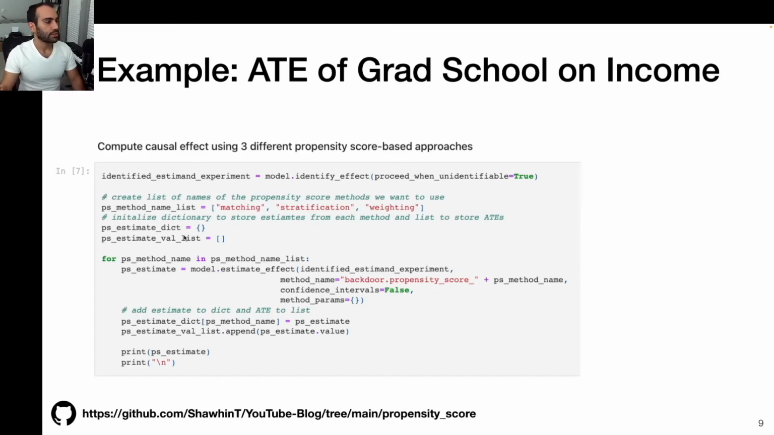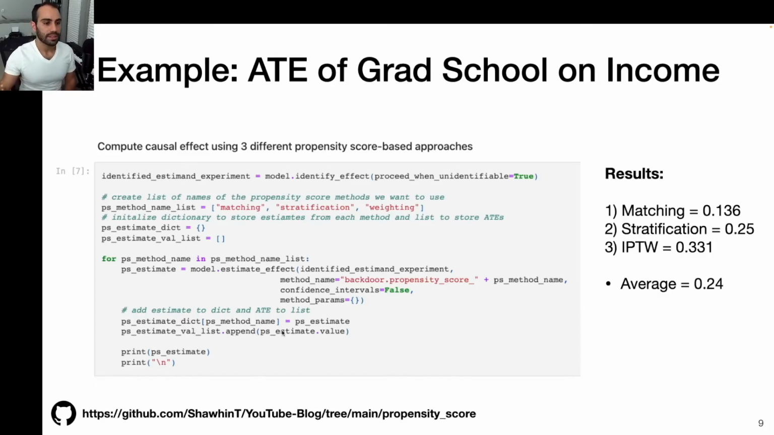Then I initialize 2 data structures, a dictionary and a list, to store the causal estimates for each of these approaches. And then we just compute each causal effect in a for loop. So just one by one for each of these elements in this list, we're just going through and computing the causal estimate and then storing those in both the dictionary and the list that I created earlier. So the result of all this is for matching, we had an average treatment effect of 0.136. For stratification, we had 0.25. And for inverse probability of treatment weighting, we had an average treatment effect of 0.331.